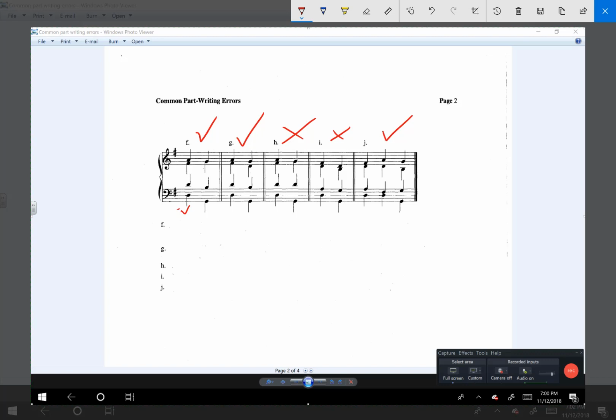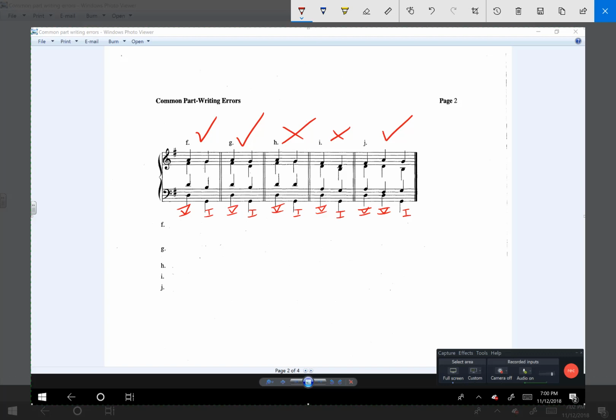analyze. 5-1, 5-1, 5-5-1. That dominant triad is prolonged in the last measure. There's two 5 chords before going to the 1 chord.